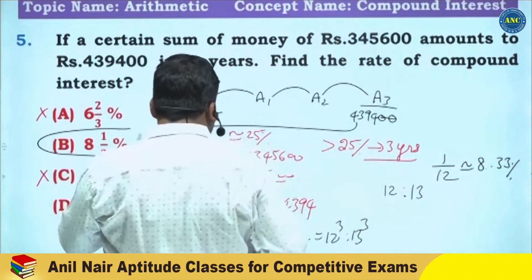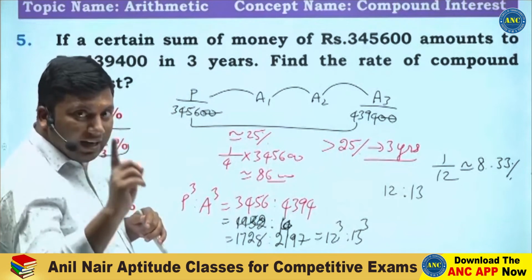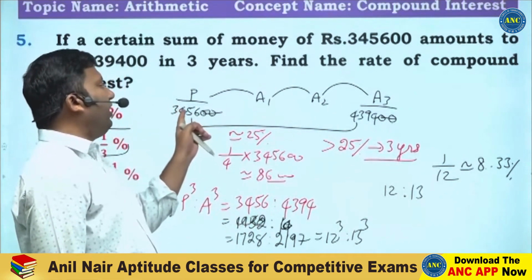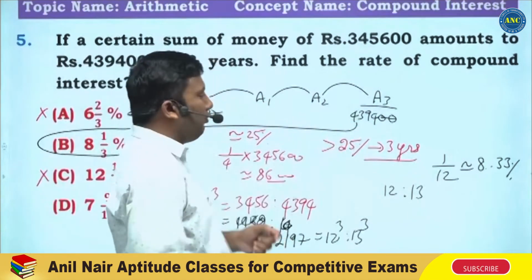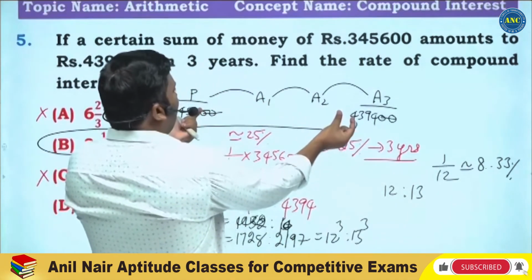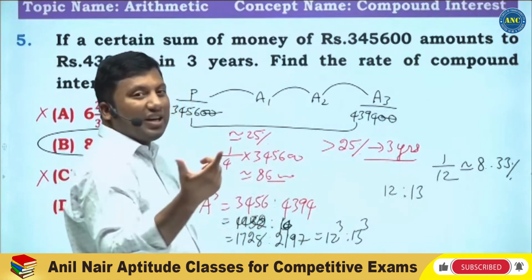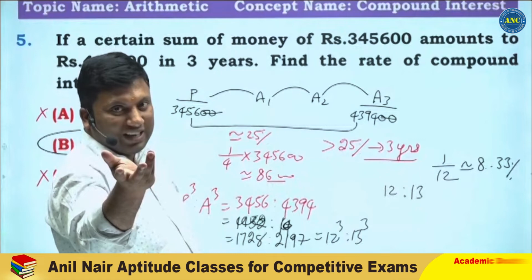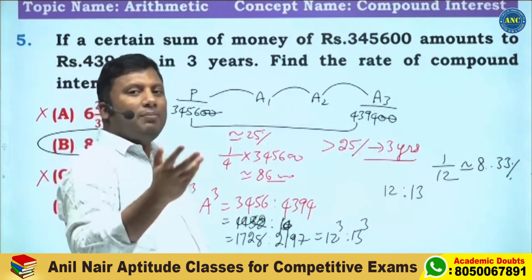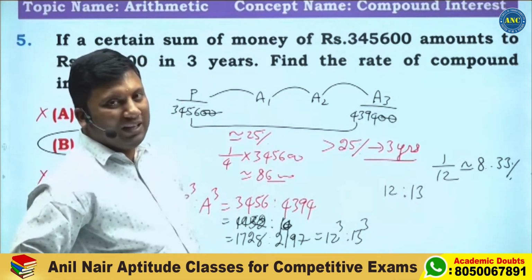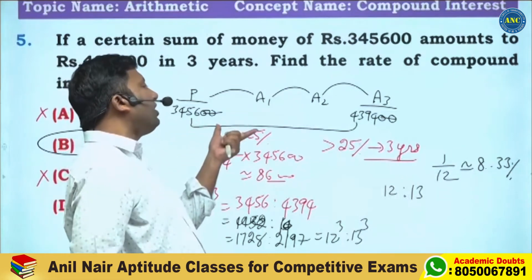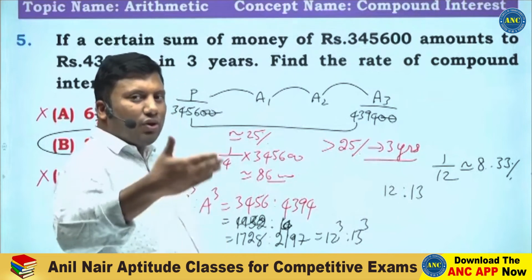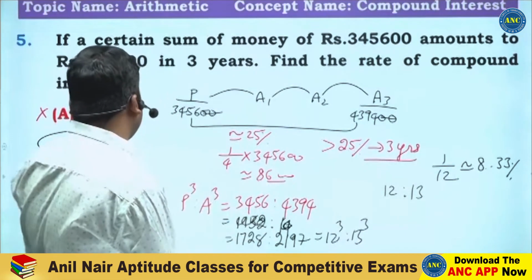Please don't get into this calculation. Again and again I am repeating, it's a waste of time if you do this calculation. 3456 and 4394, the difference is around 900. 9 by 34 is closer to 9 by 36. Yes or no? Answer is closer to 25% for 3 years. So per year it should be closer to 8%.